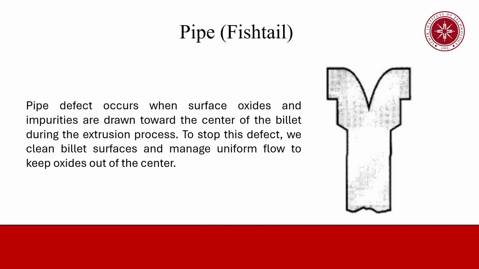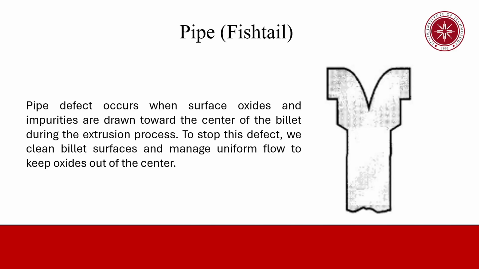This is largely a flow pattern issue. To minimize pipe, we have to encourage a more uniform flow pattern. We can achieve this by, first, controlling friction and minimizing temperature gradients within the billet. Secondly, physical interventions such as machining the billet surface prior to extrusion to remove the outer oxide layer. And thirdly, chemical etching of the surface oxides before the process begins. If you realize, this failure occurs mostly because of oxidization. So steps that prevent this oxidization really help prevent this defect.